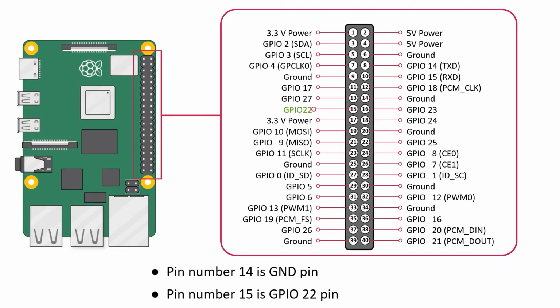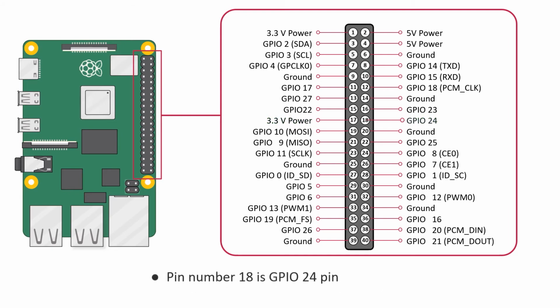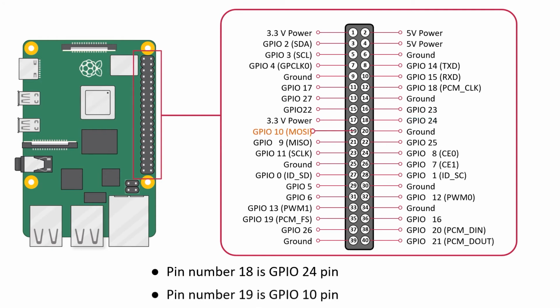Pin number 15 is GPIO 22 pin. Pin number 16 is GPIO 23 pin. Pin number 17 is 3.3 volt power supply pin. Pin number 18 is GPIO 24 pin. Pin number 19 is GPIO 10 pin. Pin number 20 is ground pin.